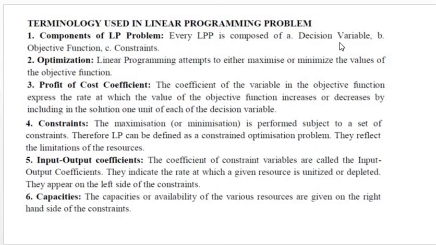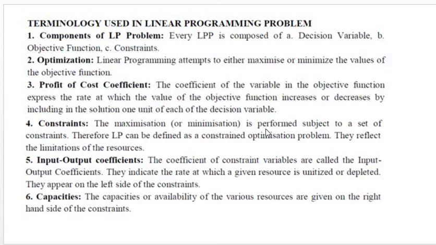Every LPP is composed of decision variables, an objective function and constraints, and either we need to maximize or minimize this objective function. Profit or cost coefficient: the coefficient of the variable in the objective function expresses the rate at which the value of the objective function increases or decreases by including in the solution 1 unit of each of the decision variables.